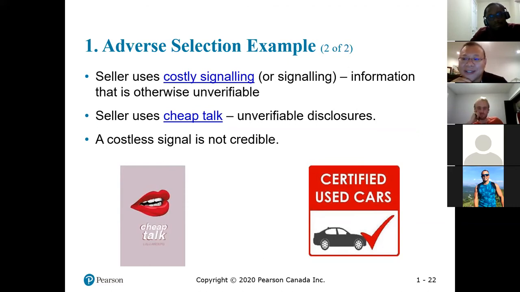And this cheap talk is costless. It's quite easy for the seller just to make that statement, and they are not legally responsible for the statement they make. So usually in this case, if the seller wants to sell the car for a good price, to convince the buyer to pay a good price, they have to have a costly signal. They have to make a signal that is costly. What does that mean?